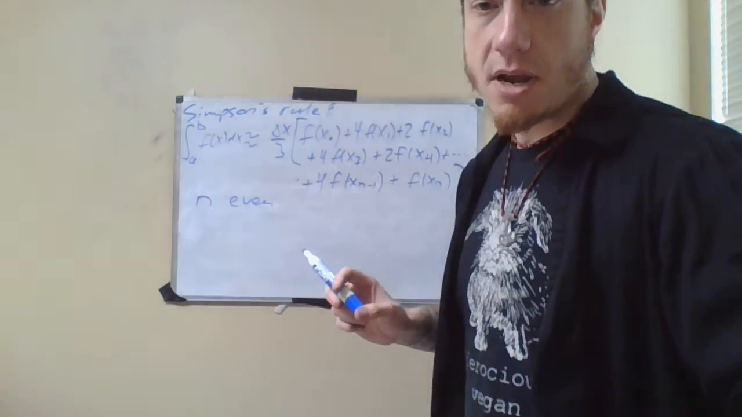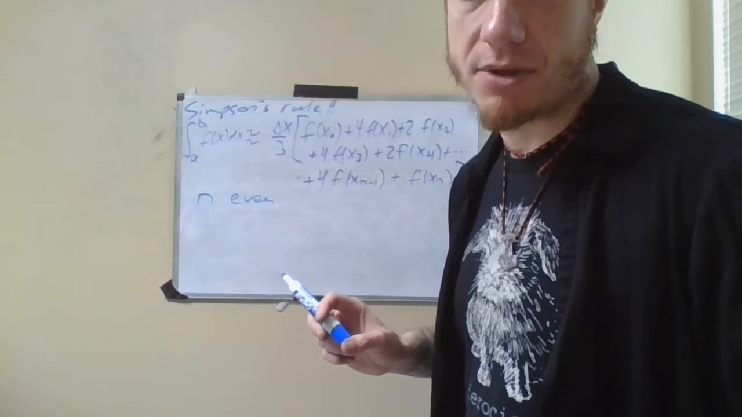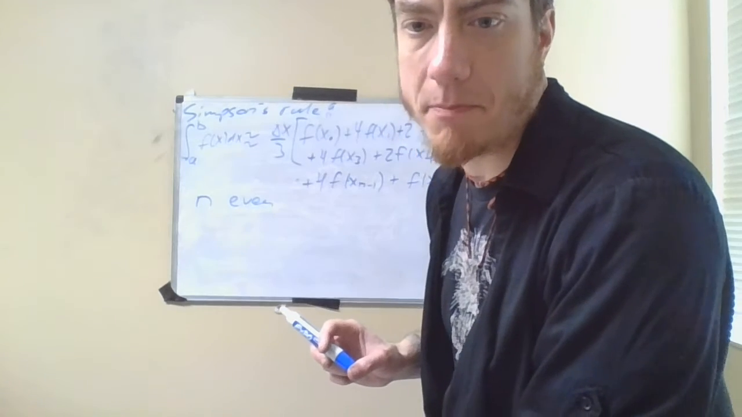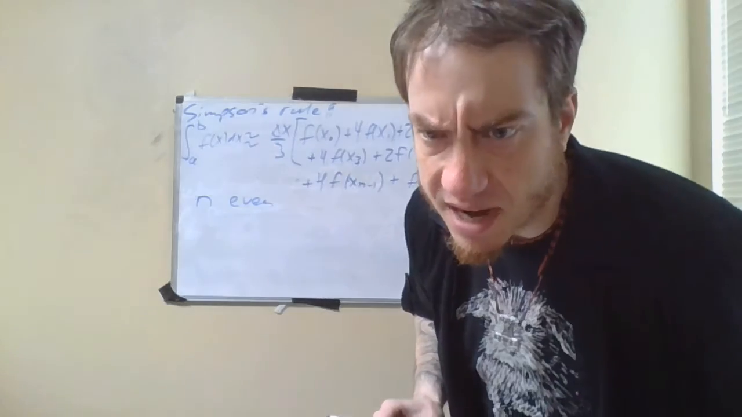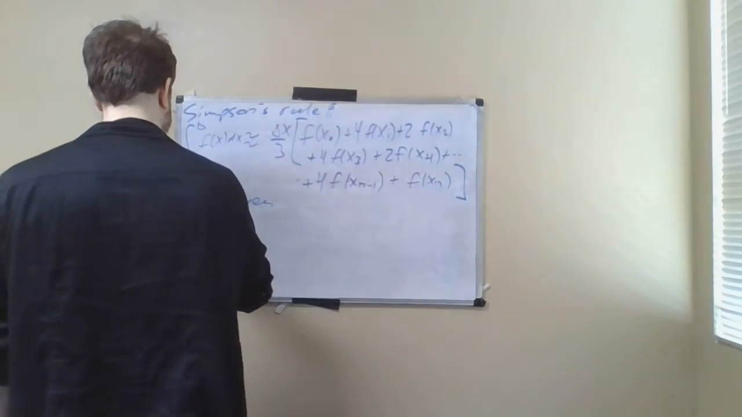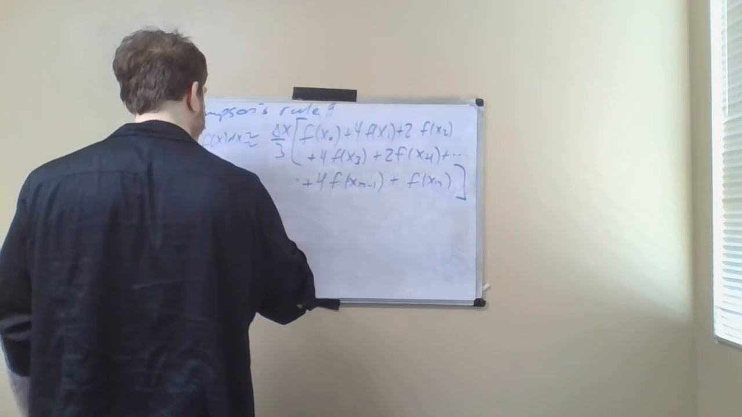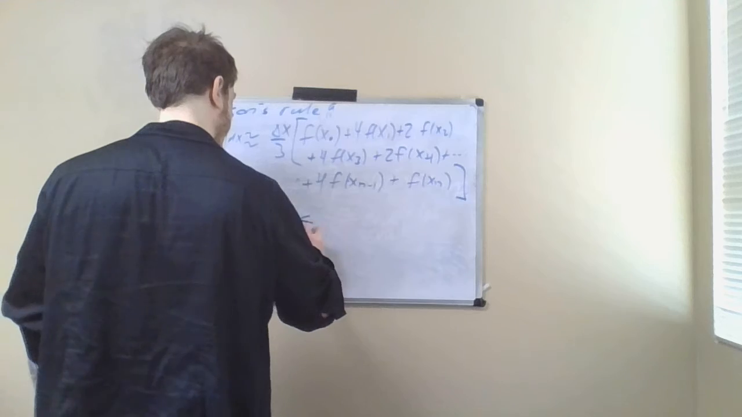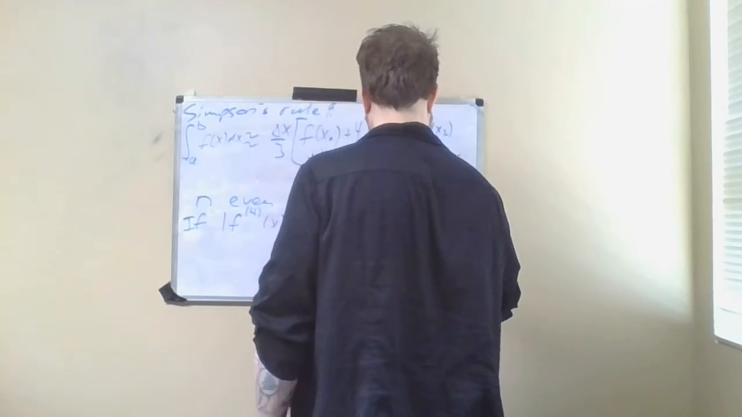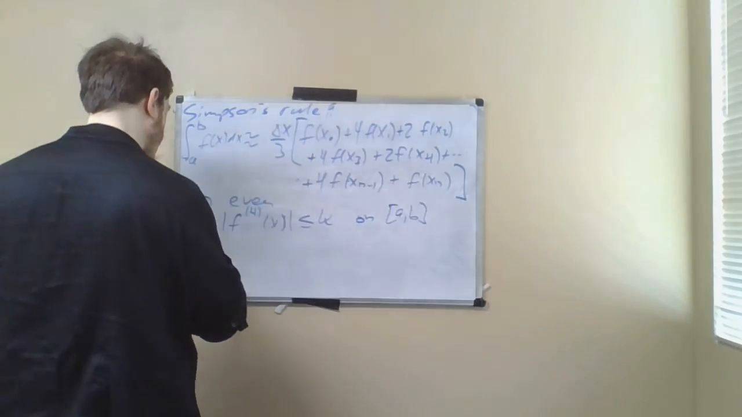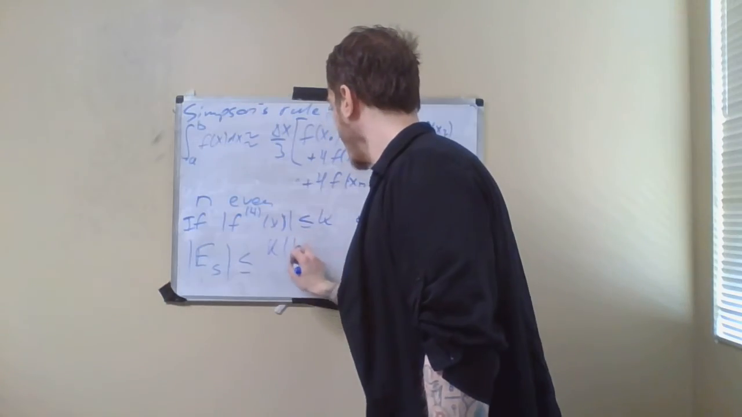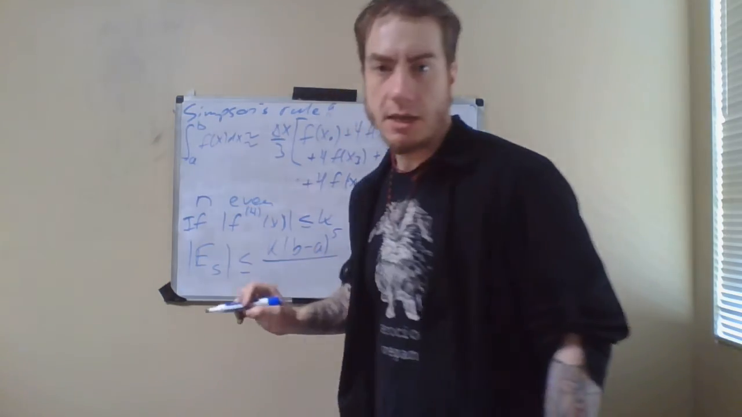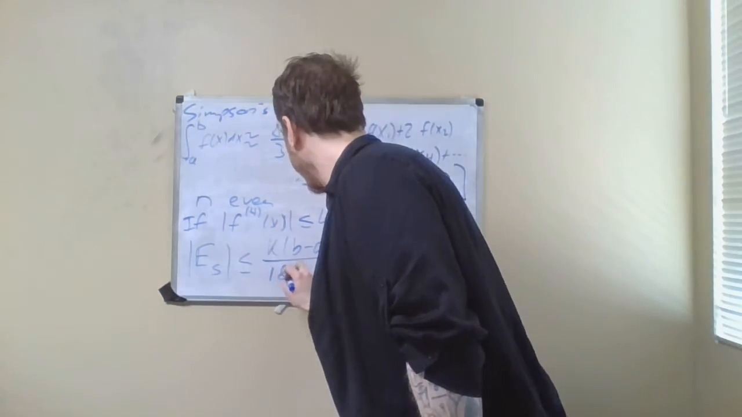Now, the nice thing about Simpson's rule is the error bound that we get is substantially better in a lot of ways than the error bound that we got for the others, because the error, and let me make sure that I write this down, if the absolute value of the fourth derivative of x is less than or equal to k on the interval from a to b, then the error in the Simpson's rule, which I'm going to write as ES, is less than or equal to k times b minus a to the 5th divided by 180 n to the 4th.